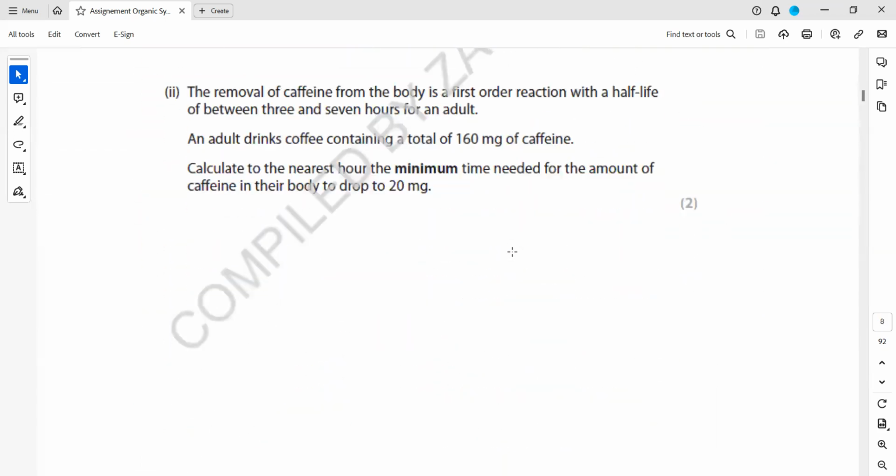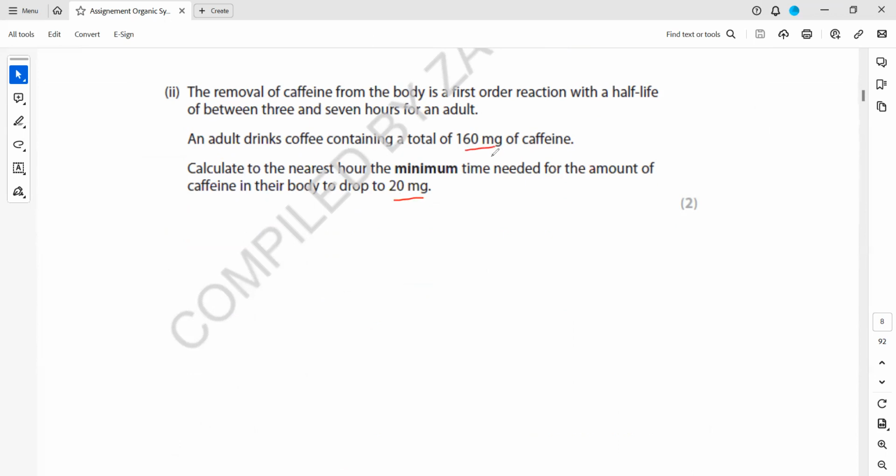The removal of caffeine from a body is a first order reaction with a half-life between 3 to 7 hours for adults. An adult drinks coffee containing a total of 160 milligrams of caffeine. Calculate to the nearest hour the minimum time needed for the amount of caffeine in their body to drop to 20.